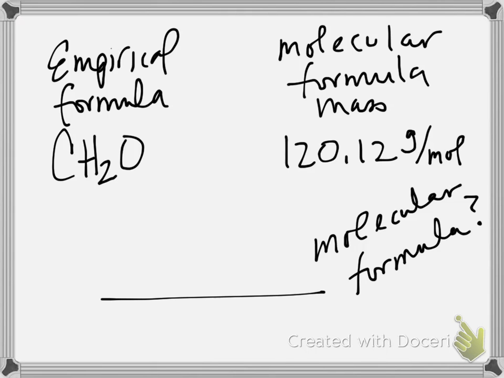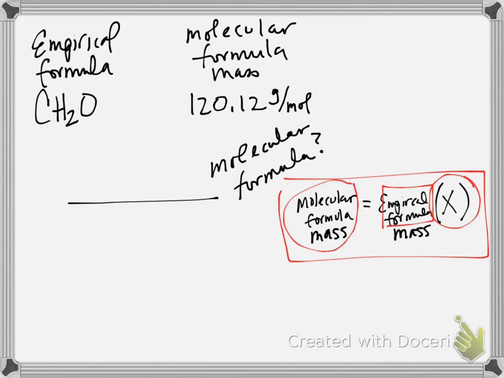So where do we start? We want to remember this. So molecular formula mass equals empirical formula mass times that multiplier number. So if we can do that, can we find the multiplier? Do we have all the information we need to find that multiplier x? Okay. So for finding that multiplier x, what we're looking at algebraically is dividing both sides, I'm going to shorthand this, by the empirical formula mass, and that'll get rid of it over here.